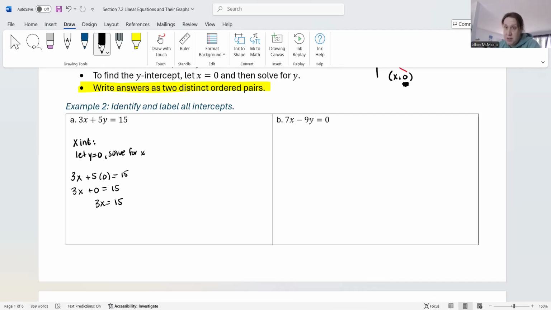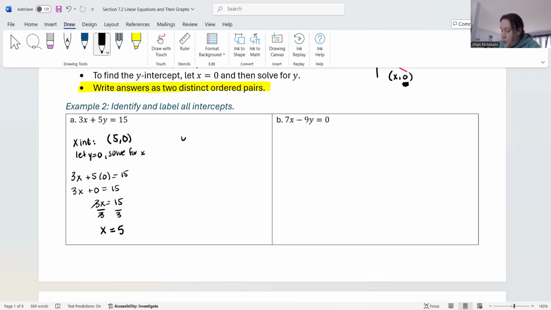This is something pretty easy that we can solve for. We want to undo the multiplication of 3 and x, so I would divide both sides by 3. 3 divided by 3 is 1, leaving me with just an x, and then 15 divided by 3 is 5. So I would say my x-intercept is 5, but as an ordered pair, I would write it as 5, comma, remember, we let y equal 0, so 5, comma, 0.